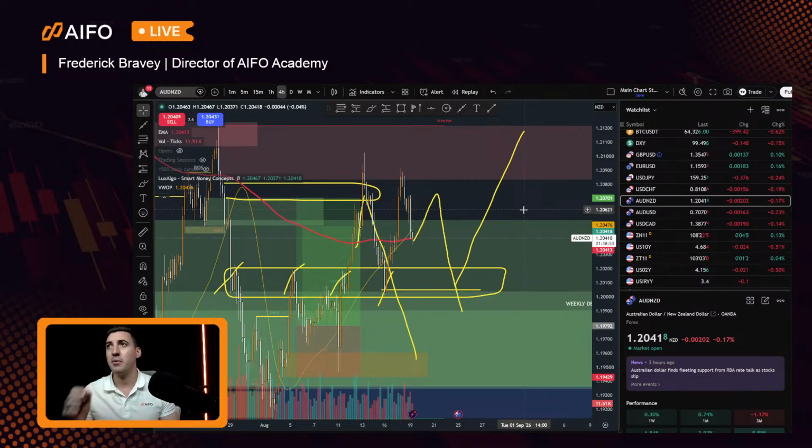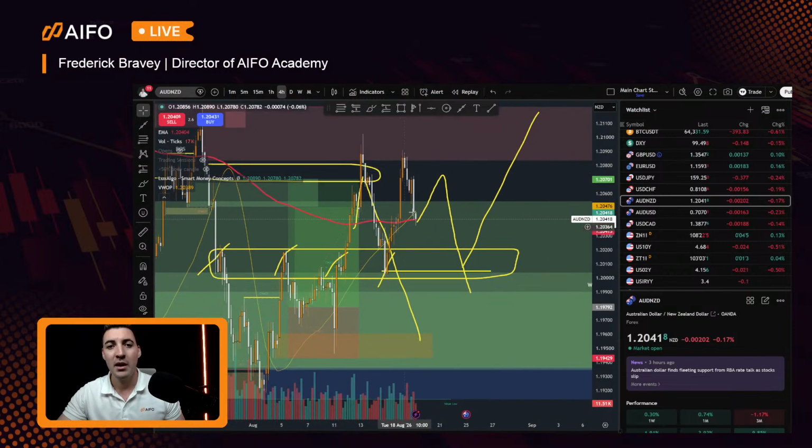But when we look at it from a technical perspective, when we're applying technicals to AUD NZD, it plays out so nicely, especially if you use supply and demand zone trading. So guys, you can mark this out. You can take a screenshot. Let's have a look and see if this actually happens.